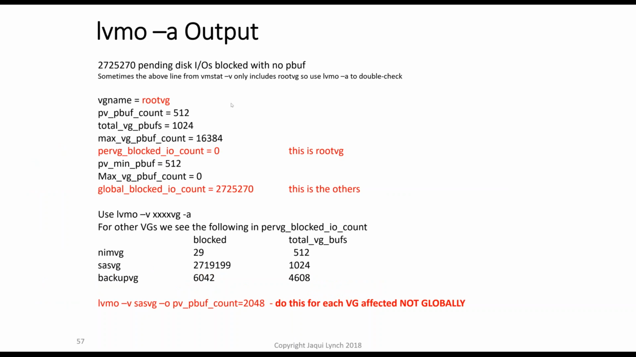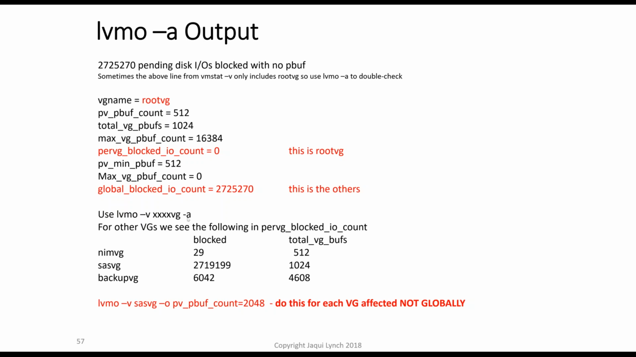All right, so here are my pbufs. When I run the lvmo, it gives me, by default, just rootvg. And what it tells me is, for this volume group, my block count, and then it gives me a global block count. So you can see rootvg is just fine. And what these pbufs are is the number of pbufs per hdisk in that volume group. We used to tune these globally. That is no longer supported, and in fact is restricted. We now tune them by volume group. Because these are pinned memory buffers, why would you give a volume group buffers that it's not going to use?